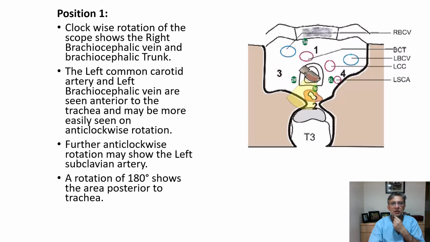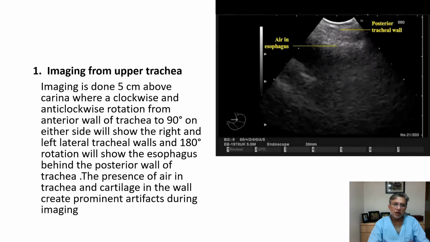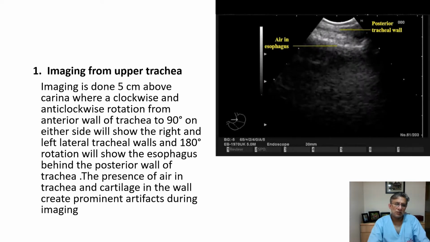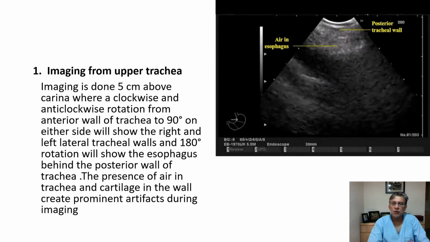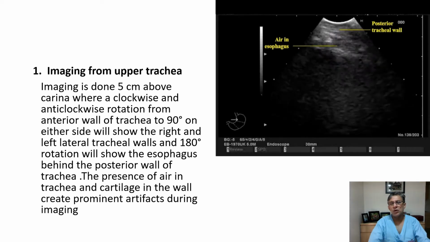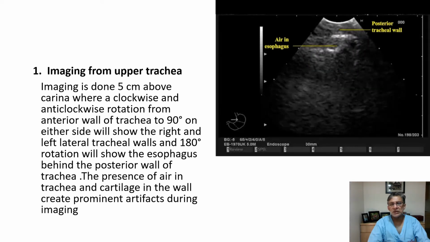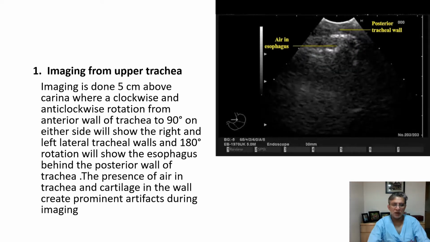So in position 1, clockwise rotation shows the right brachiocephalic vein and brachiocephalic trunk, and the left common carotid artery and brachiocephalic veins are seen on anti-clockwise rotation. When the rotation is done we can see the posterior wall, and through the membranous posterior wall of the trachea we can see the esophagus, which is air filled, and that is why we can identify it.